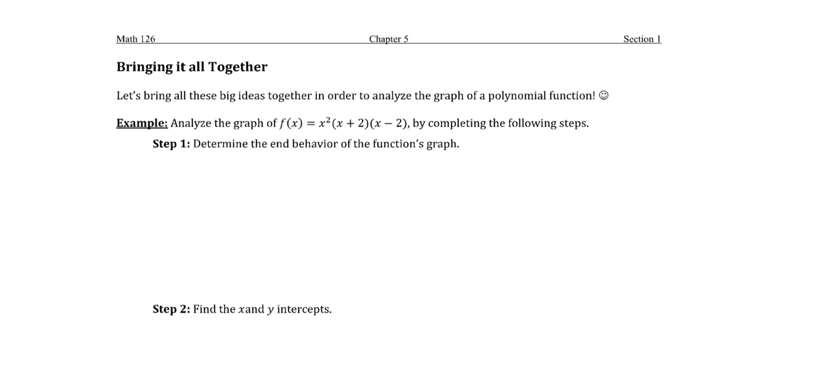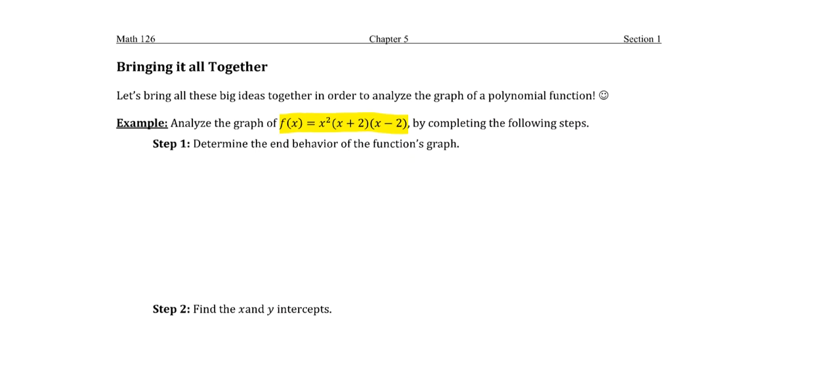It's Mr. C here, and in this video I'm going to show you how to analyze the graph of a polynomial function using a step-by-step process. So the function that we're going to be analyzing is this one. It's a polynomial function in somewhat of a factored form, and step 1 wants us to determine the end behavior of this function's graph.